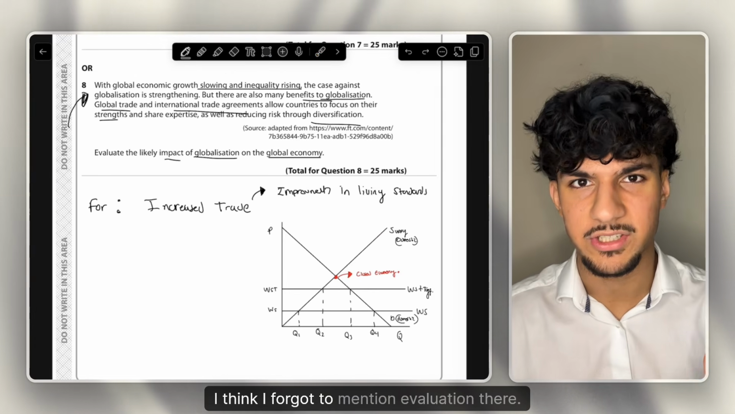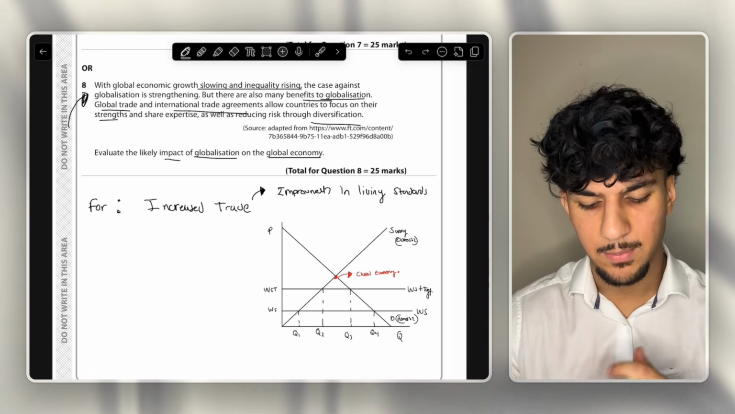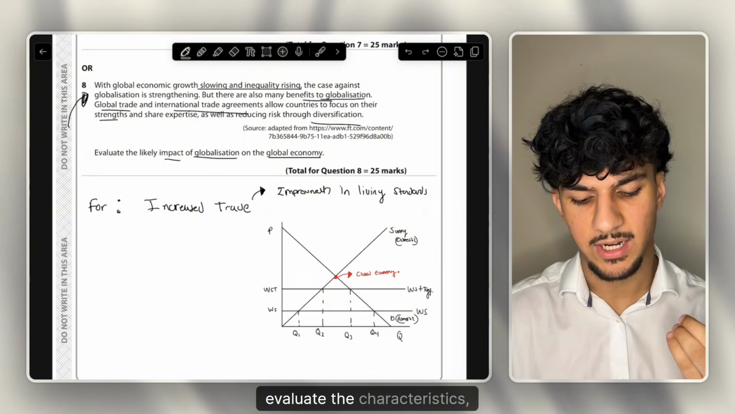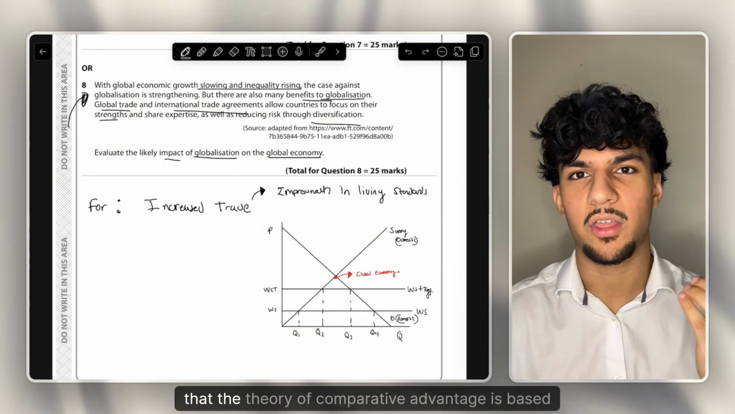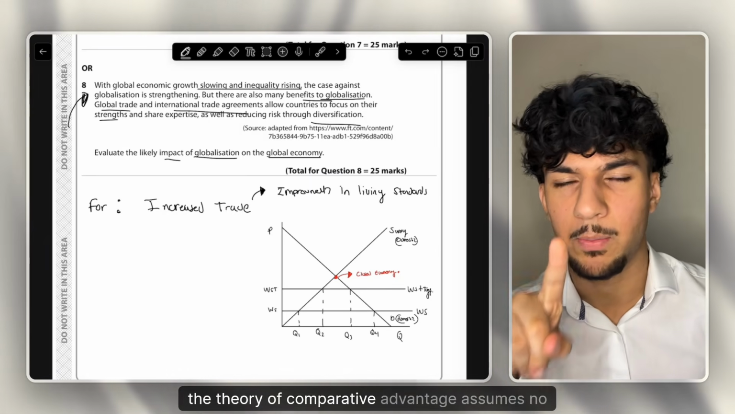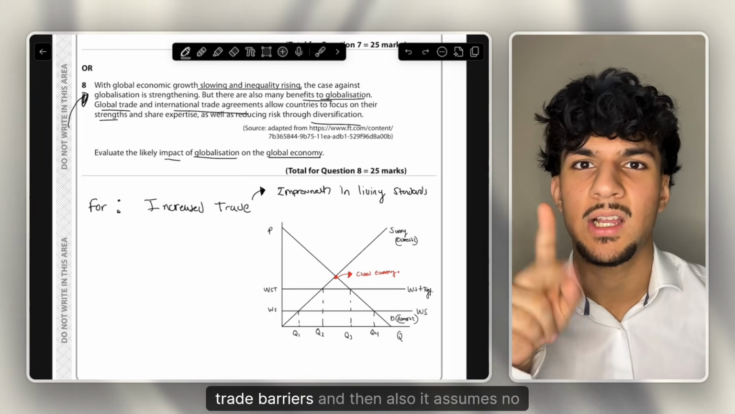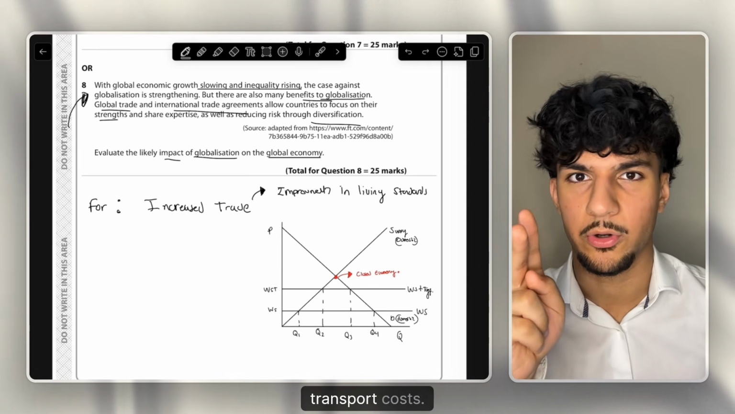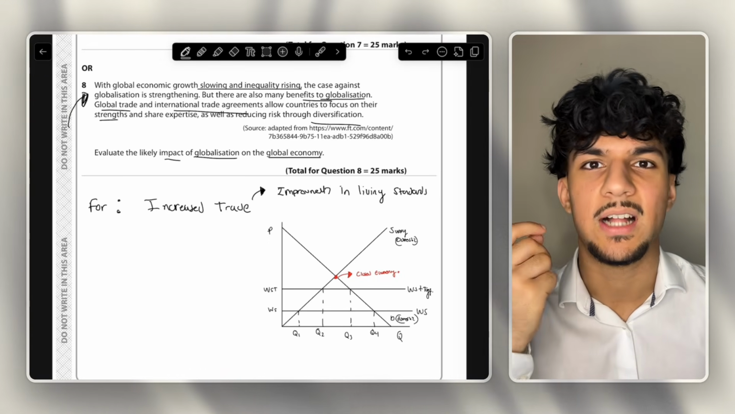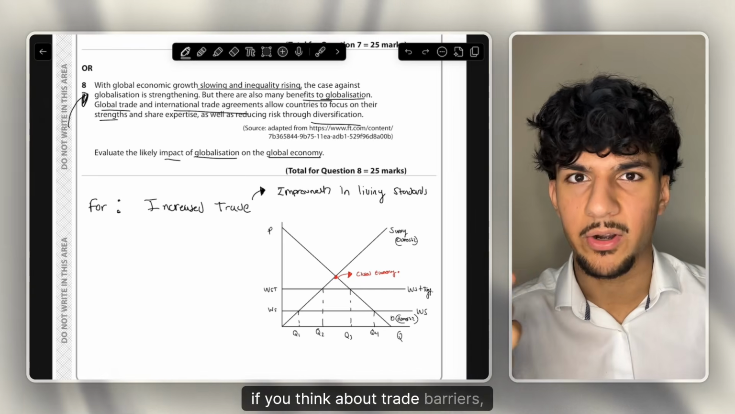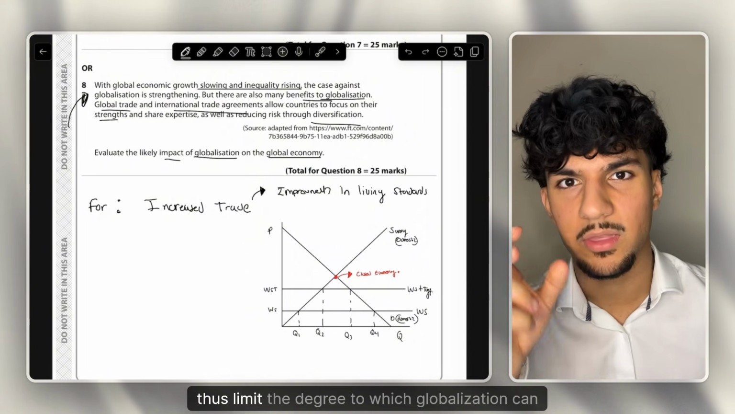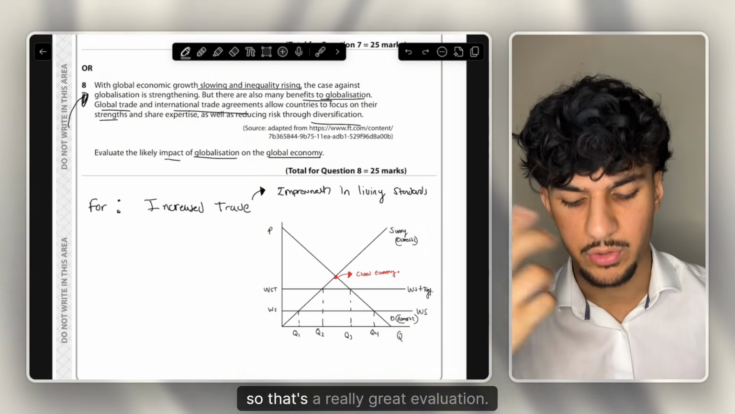So yes, I think I forgot to mention evaluation there, so let's quickly go through that. So the main evaluation point, and a great evaluation point you could use here, is you could evaluate the characteristics, the assumptions that the theory of comparative advantage is based on. So two big ones are, firstly, the theory of comparative advantage assumes no trade barriers, and then also it assumes no transport costs. And of course, both of these are not very applicable to the real world, since there will be transport costs. And secondly, if you think about Donald Trump, if you think about trade barriers, lots of countries have trade barriers. These distort the theory of comparative advantage, thus limit the degree to which globalization can occur. So that's a really great evaluation.